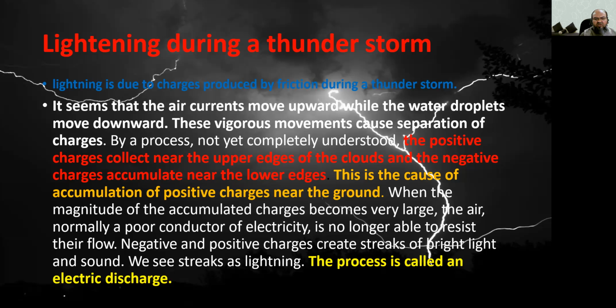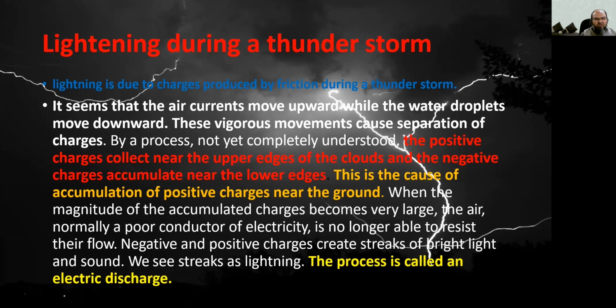These vigorous movements cause separation of charges, and by a process not yet completely understood, the positive charges collect near the upper edges of the cloud and the negative charges accumulate near the lower edges. Opposite cases were also found, that the lower part is positive and the upper part is negative. That's why it is written here that it is not yet completely understood.